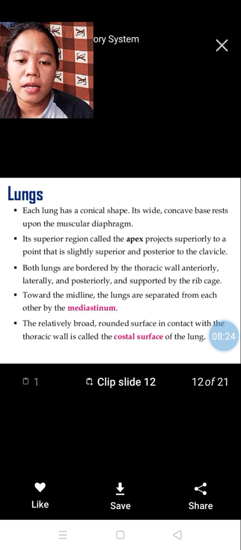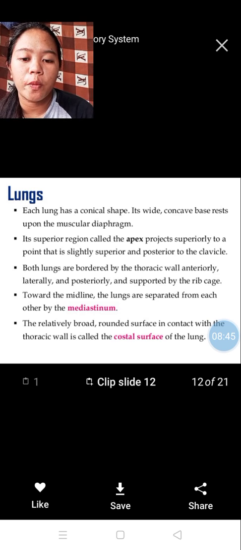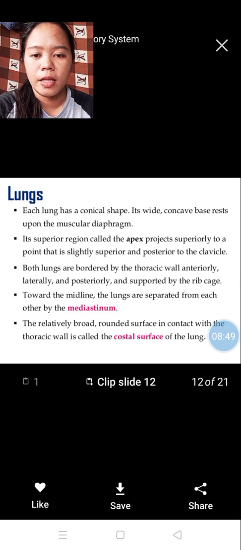Both lungs are bordered by the thoracic wall anteriorly, laterally, and posteriorly, and are supported by the rib cage. Toward the midline, the lungs are separated from each other by the mediastinum. The relatively broad, rounded surface in contact with the thoracic wall is called the costal surface of the lungs.